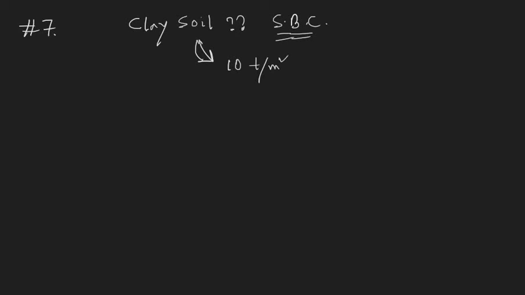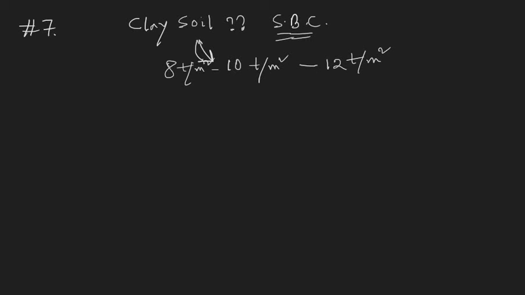So the first question that can be asked from soil, we are at the 7th question: what is the typical bearing capacity of a clay soil? Though this is a practical type question, if you have done a good practical class, you should have the idea that it normally varies from 10 ton per meter square to 12 ton per meter square, or sometimes it is 8 ton per meter square.